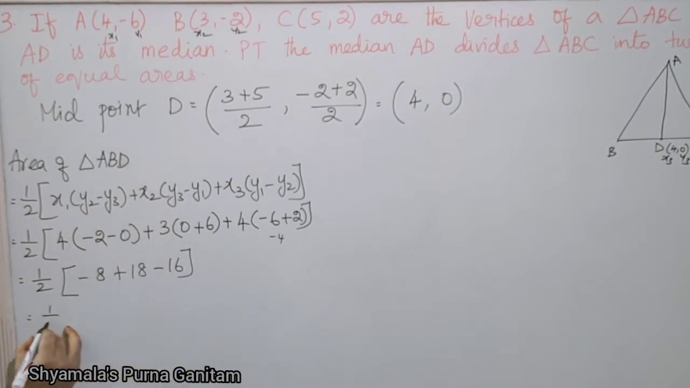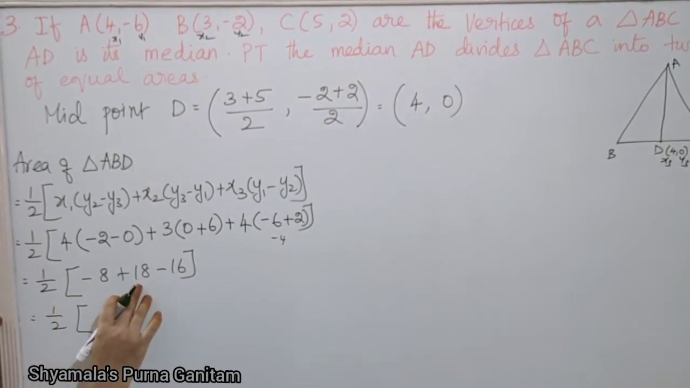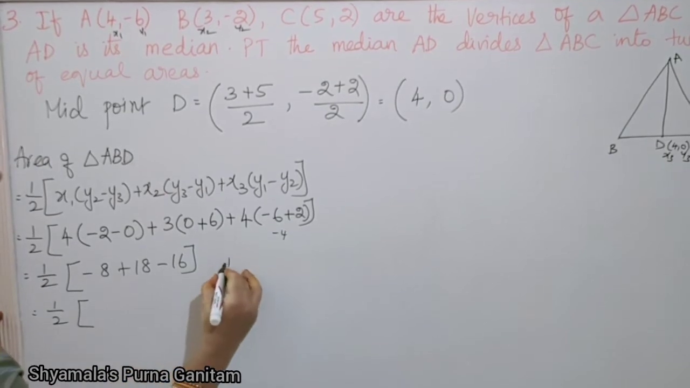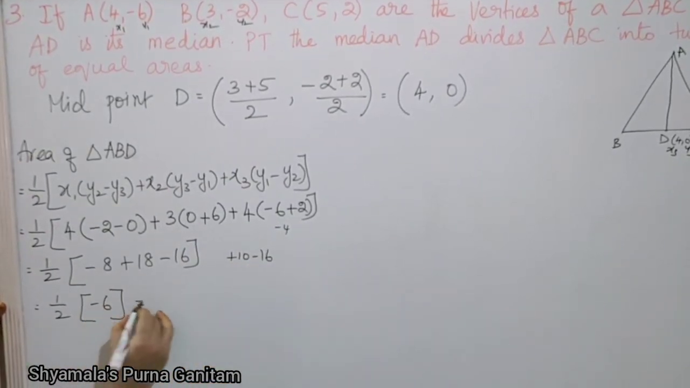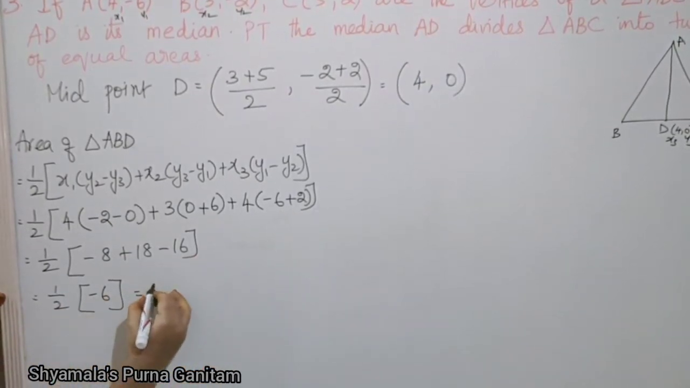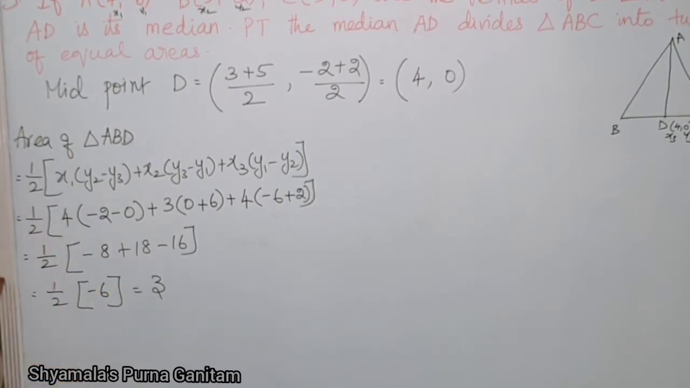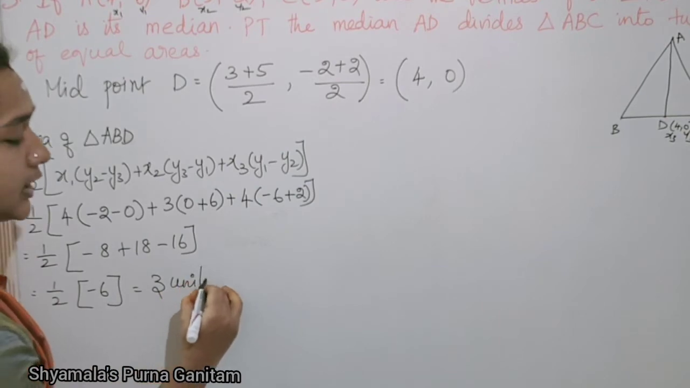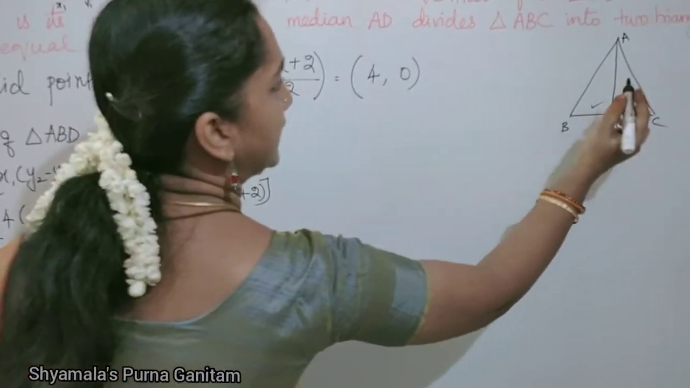Then after this, 1 by 2 into minus 8, plus 18 gives plus 10, and plus 10 minus 16 is minus 6. So the answer is minus 6 divided by 2, which is 3 units. Since this is an area, we will remove the negative. So you will get the answer as 3 units. So this is the area of triangle ABD.